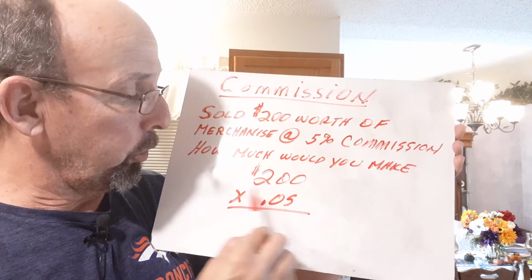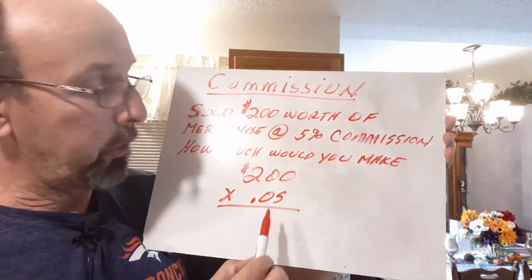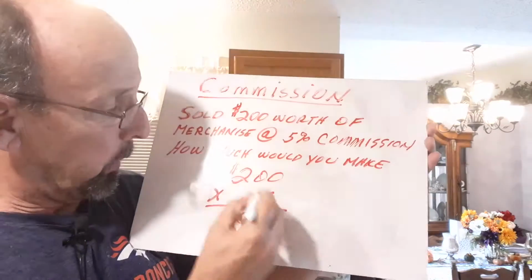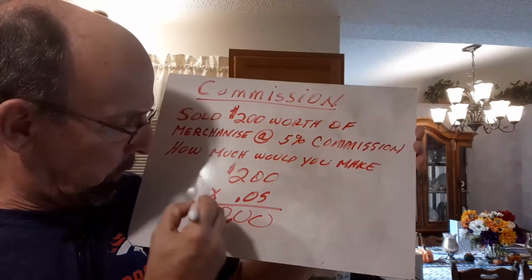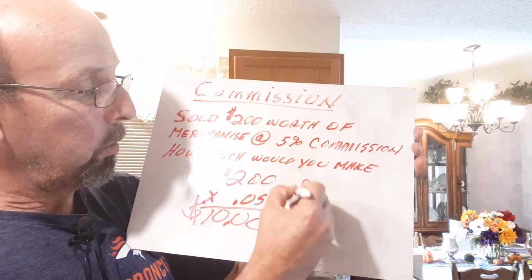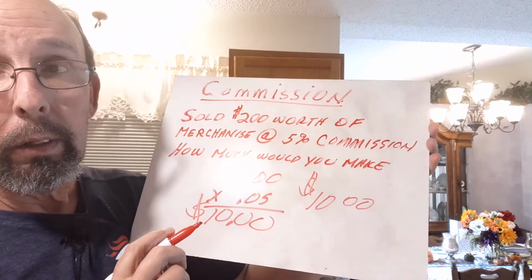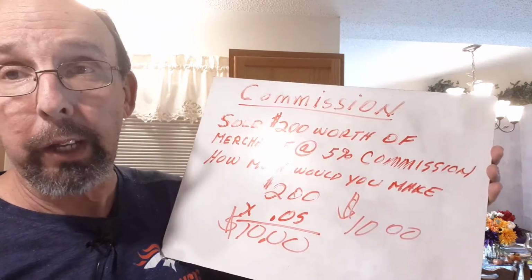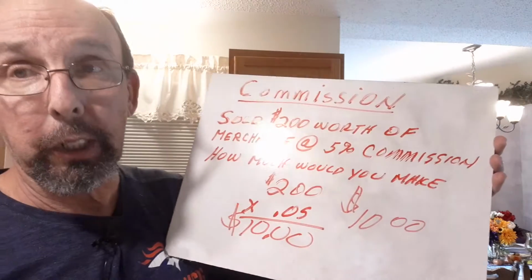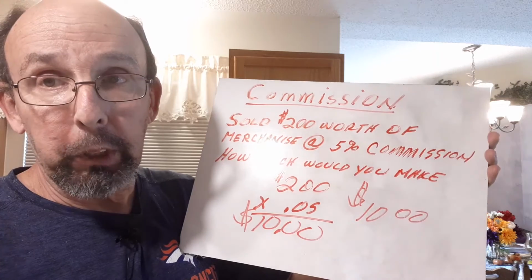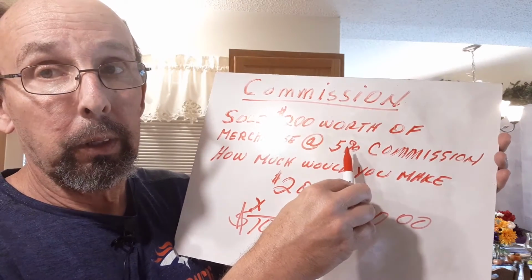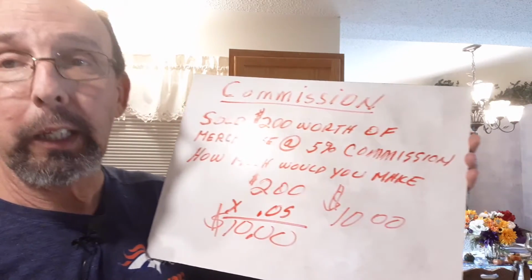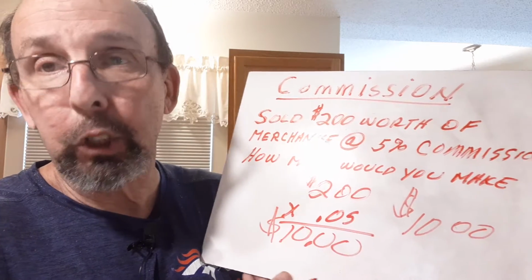So you take $200 and multiply by 5% as a decimal, which is 0.05. If you multiply that out, with 2 decimal places, you have $10. You made $10 on that particular sale at 5%. So that's what commission is. You multiply the rate of commission, which is the percent, times how much you sold, and that gives you the amount of commission you would get for that paycheck, or whatever you want to call it.